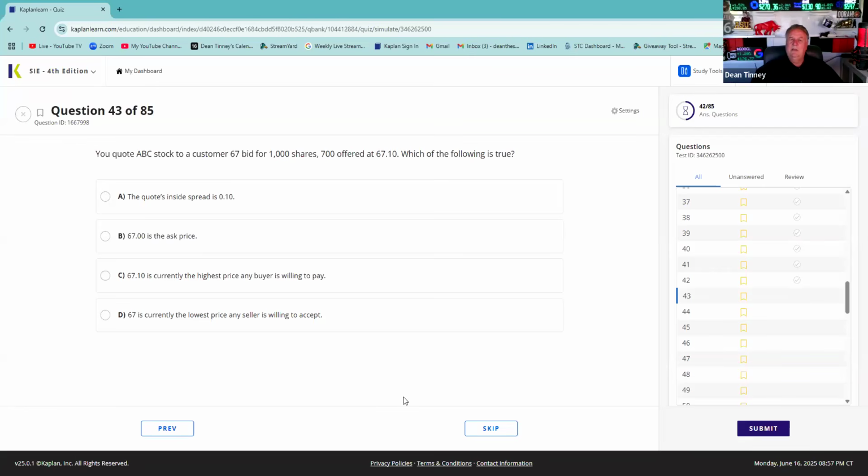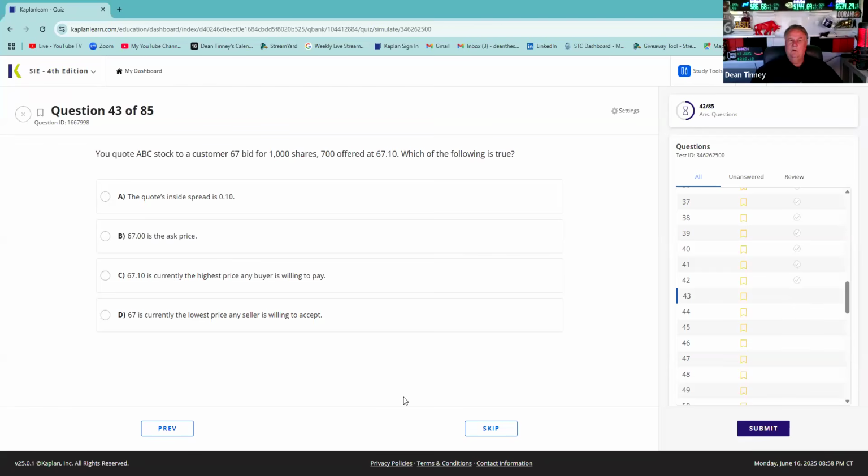The minimum size I can quote as a market maker is 100 shares. Here I'm quoting that I'm willing to do 1,000 at my bid, 700 at my offer. If I fail to honor that, very testable, that's a prohibited practice and is known as backing away.